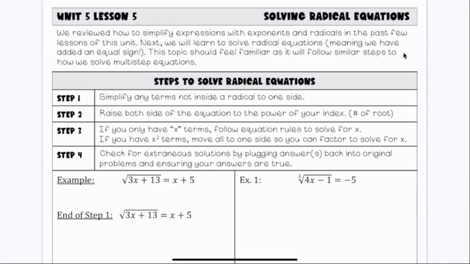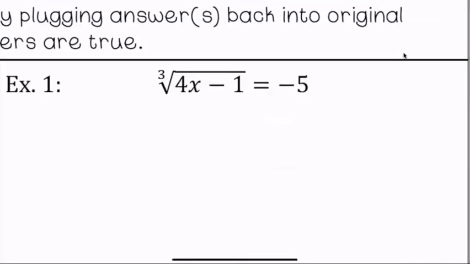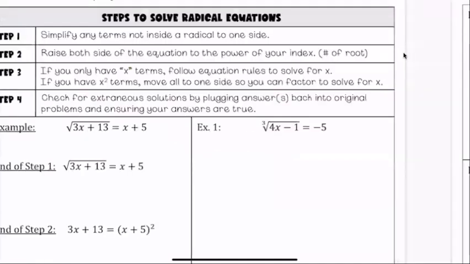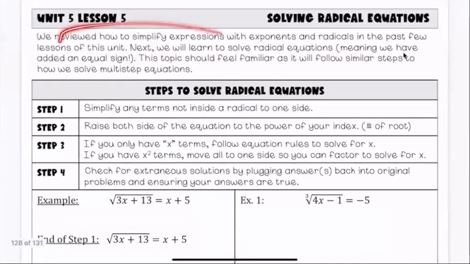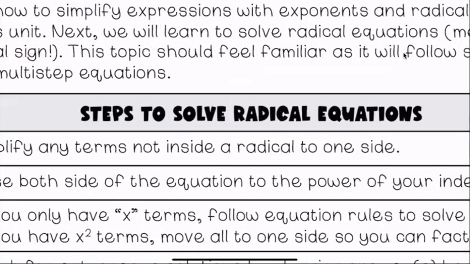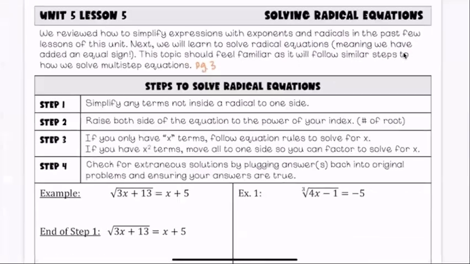This one here is going to be covering our last section, which are basically just normal equations, but instead of just having a plain old 4x minus 1 equals -5, now we're just going to throw a radical over the top. Up at the top here, it basically just says what I just said. This last line, though, does say this topic should feel familiar, as it will follow similar steps to how we solve multi-step equations. Just in case you do need to see that information again, that is on page 3 of our journal at the very front in Unit 0.